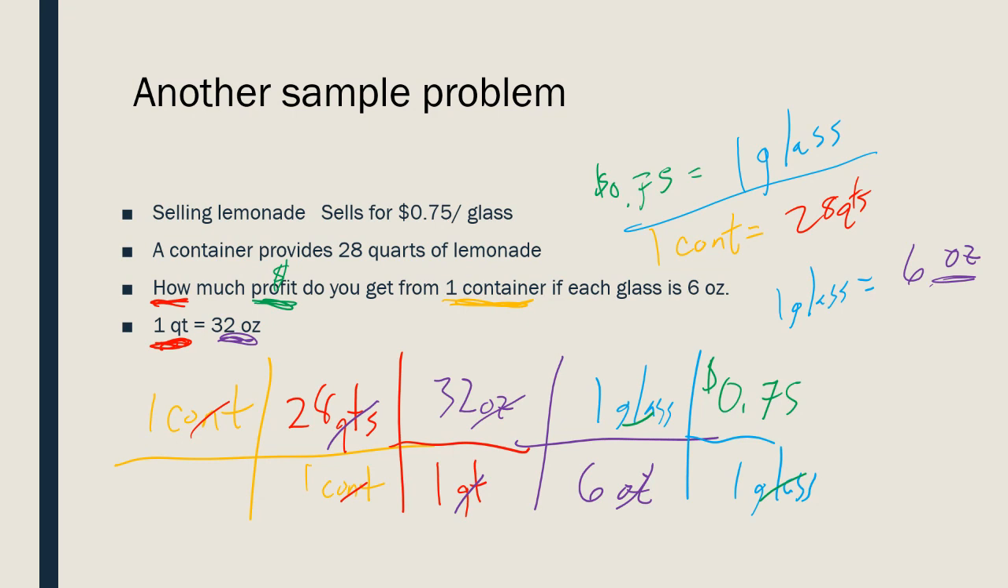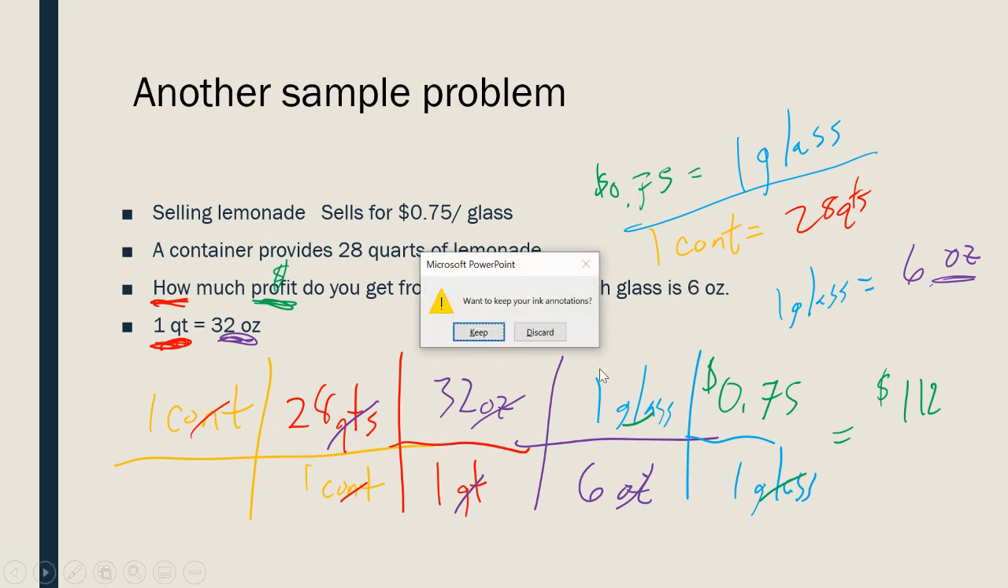So you multiply the tops and divide by the bottoms, and if I recall, it was $112. I might be wrong. I should probably check since this goes out on the World Wide Web. But 28 times 32 times 0.75 divided by 6. It's $112. Look at that. That I can remember. I can't remember the word for expression, but I can remember what the answer was.